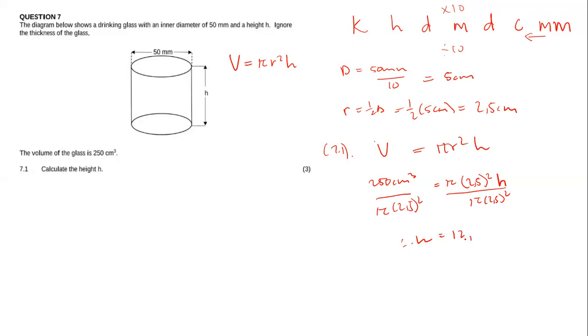12,7 centimeters. This will be the height of the glass in centimeters. This will be 7.1. Then 7.2.